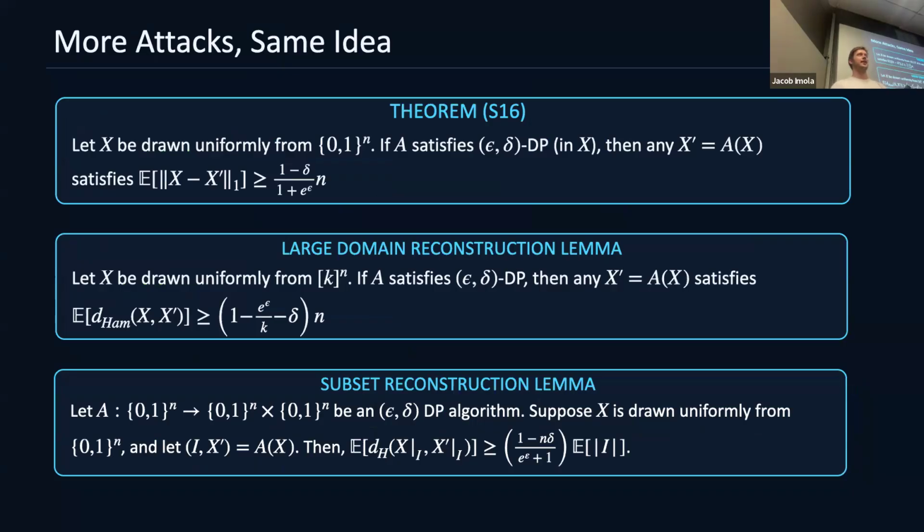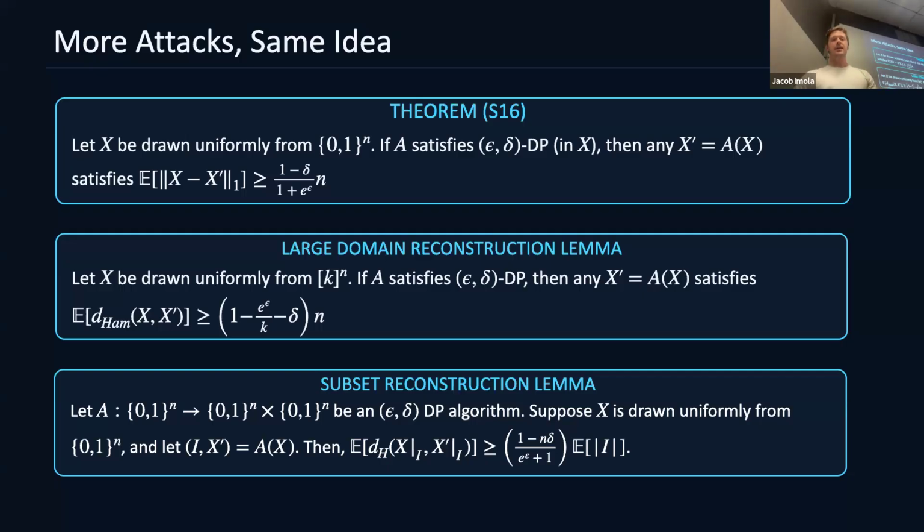And there's two more, slightly more generalizations of this that we're going to use for our graph lower bounds. In the second one, we're going to consider a data set that is not binary, but it's drawn from a data universe K of size K. In that setting, the Hamming distance between X and X prime is going to be, if you were randomly guessing, (1 minus 1 over K) times n. And here it's (1 minus e to the epsilon over K minus delta) times n. So that's really close to 1 minus 1 over K when epsilon and delta are small.